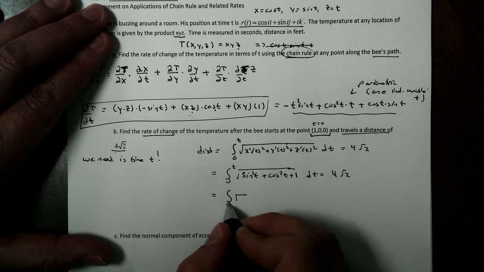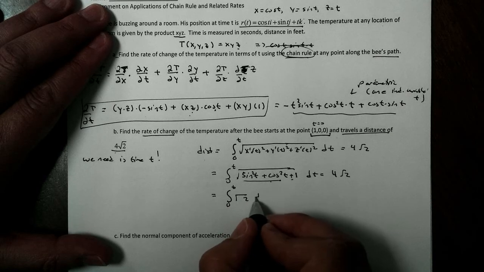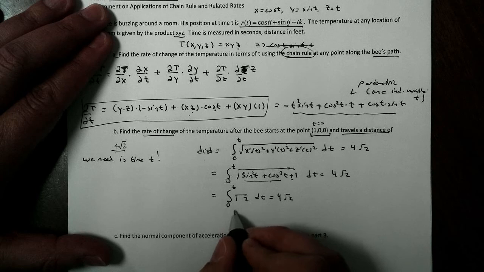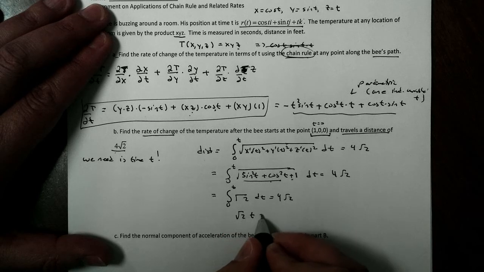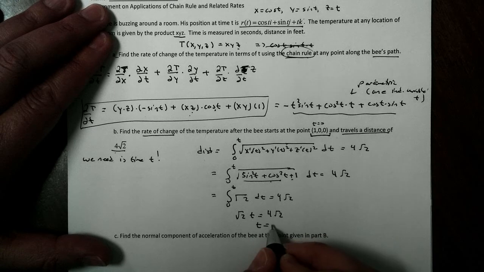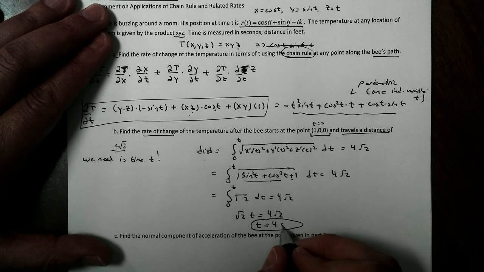Simplifying here, right, this is 0 to t. Well, that's just 1. 1 plus 1 is 2 dt. And therefore, if we integrate this, we're going to get root 2 t equals 4 root 2, and therefore t is just 4. So we're saying here that the bee traveled for 4 seconds, right here.